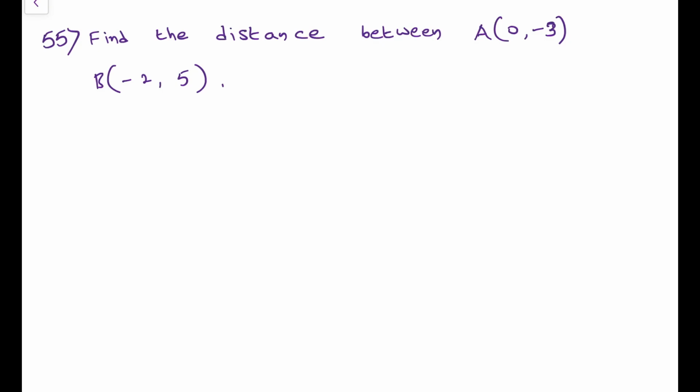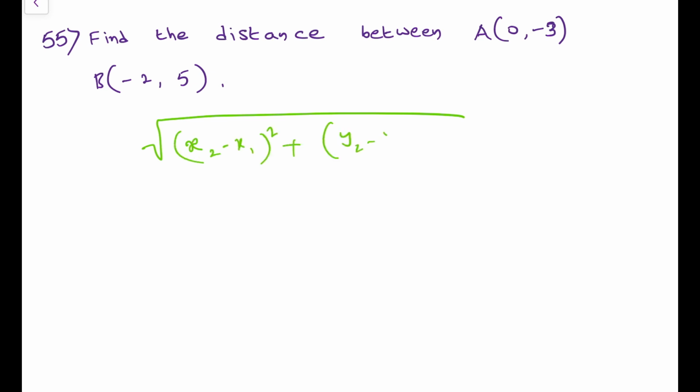Find the distance between point A (0, -3) and point B (-2, 5). So we know the distance formula: under root (x2 minus x1) whole square plus (y2 minus y1) whole square. Now from the given 2 points A and B, let us find out x1, y1 and x2, y2. So this is x1, y1 and this is x2, y2.